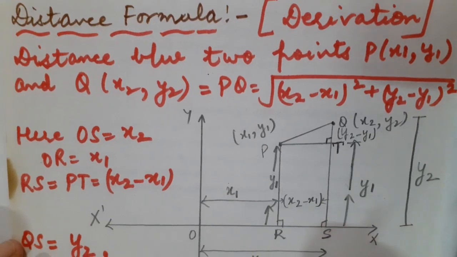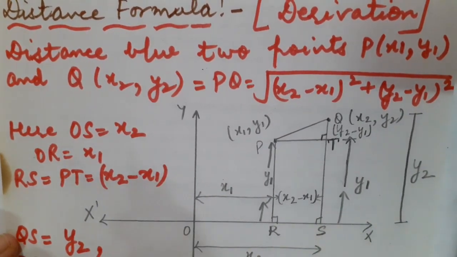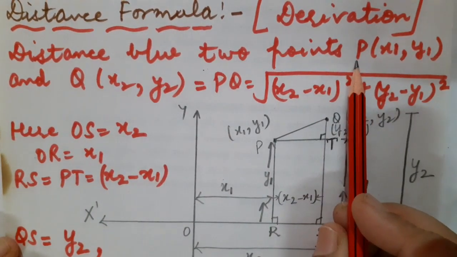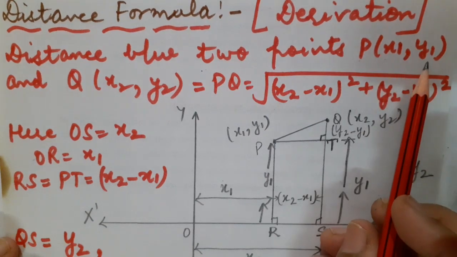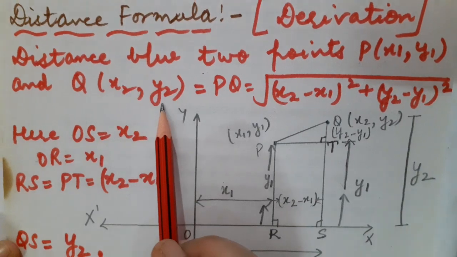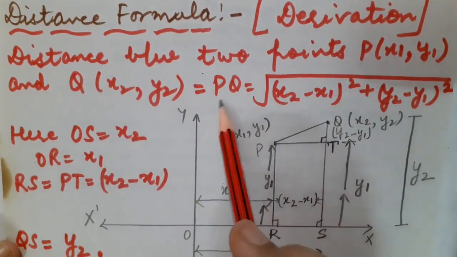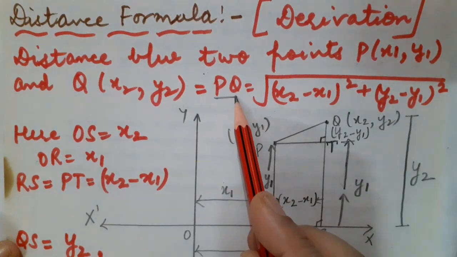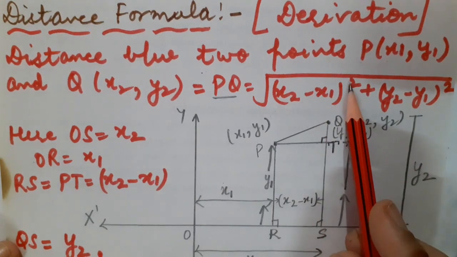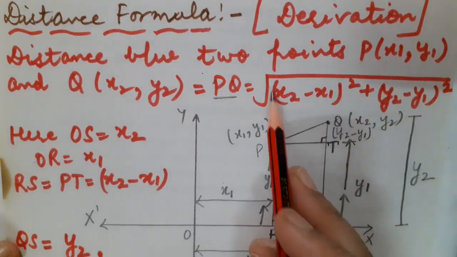Fine students. So let us have a look. What is given in this question? Basically we will have been given 2 points, that is P whose coordinates are x1, y1 and Q whose coordinates are x2, y2. And what we have to calculate? We will have to calculate the distance between these two very points. How will we represent it? We will represent it by PQ. PQ is equal to square root of (x2 minus x1) whole square plus (y2 minus y1) whole square. This is the formula which we have to derive.